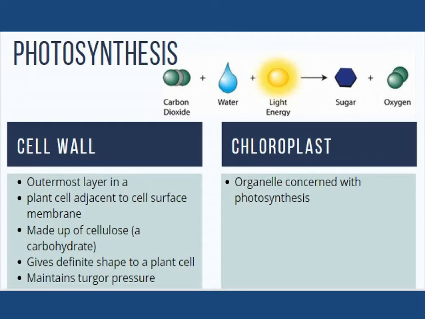Cell wall is the outermost layer in a plant cell adjacent to cell surface membrane. It is made up of cellulose, a carbohydrate. Cell wall is a rigid structure which gives definite shape to a plant cell and also maintains turgor pressure. Chloroplast is an organelle concerned with photosynthesis. Photosynthesis is the reverse of cellular respiration.